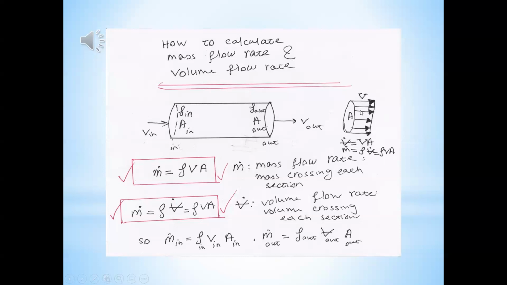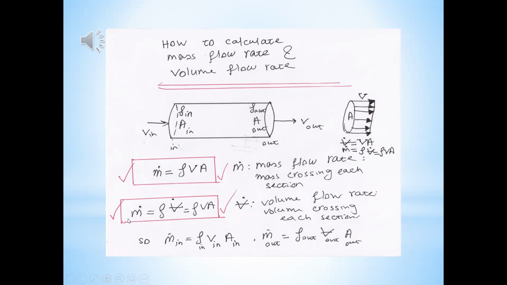rate, velocity of the fluid multiplied by area. For example, cross-sectional area of this pipe, VA, is volume leaving or crossing this area per unit of time. And when you multiply by rho, VA is mass flow rate, mass crossing each section of this pipe, for example. V dot is volume flow rate, volume crossing each section of this pipe, which is VA.